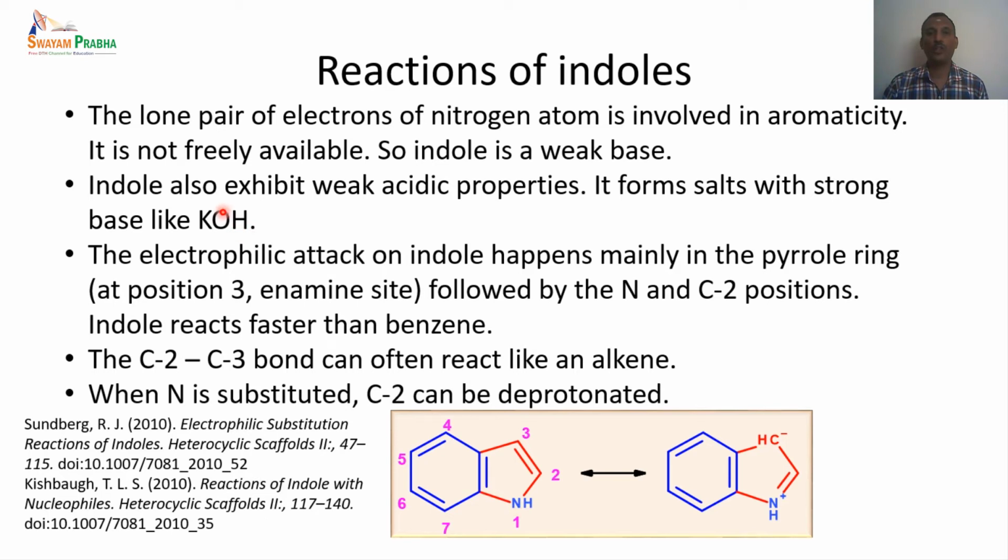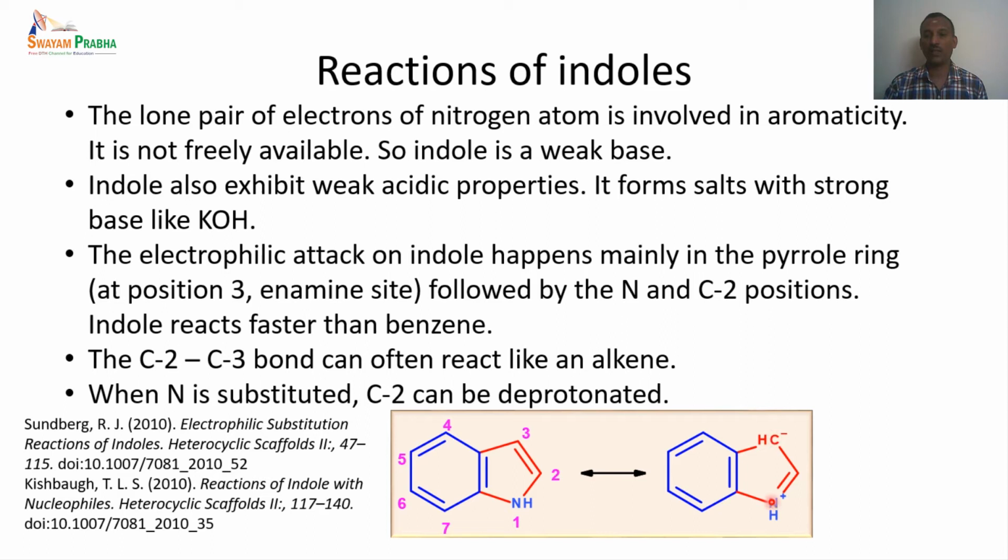And indole also exhibits some weak acidic properties because it forms salts with strong bases like potassium hydroxide. And when we talk about electrophilic attack, the electrophilic attack on indole basically happens on the pyrrole ring at position 3, which is the enamine site. So this carbon is the most electron rich carbon on this particular indole unit in the resonance forms. So that means the 3 position is the most favorable position for the electrophilic attack.